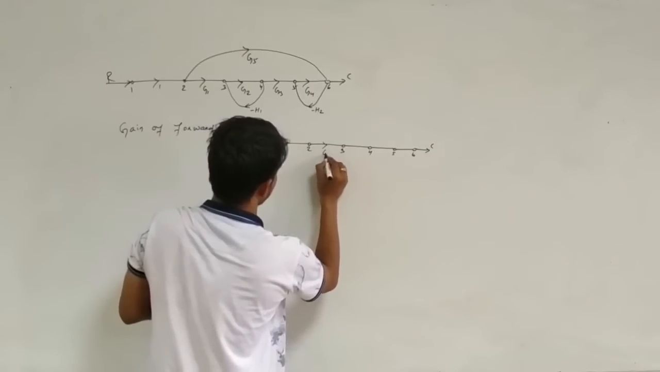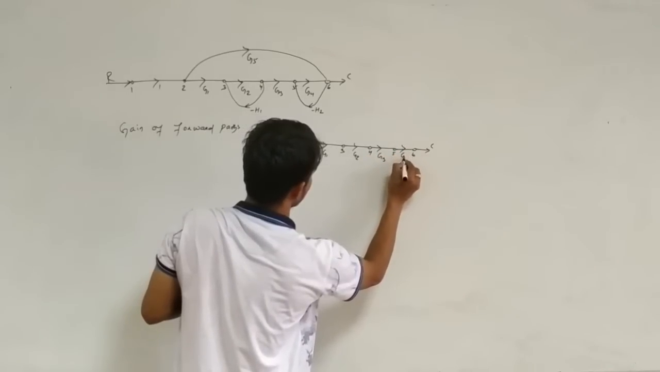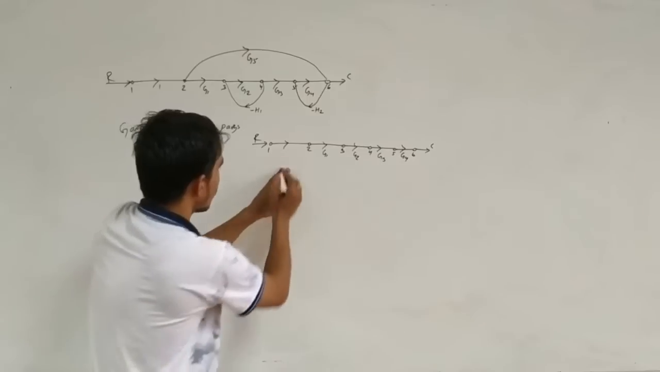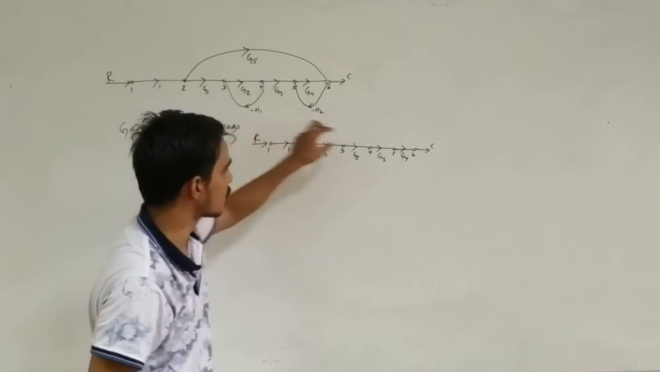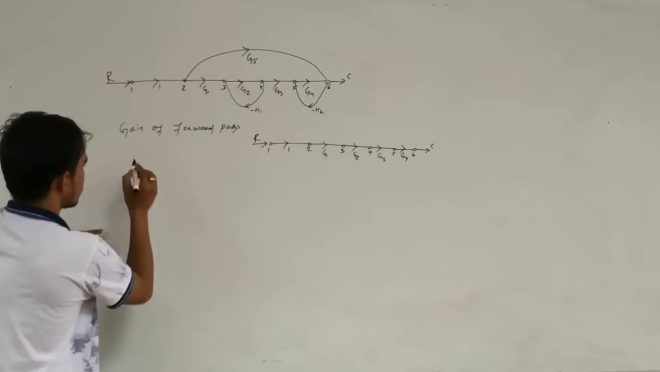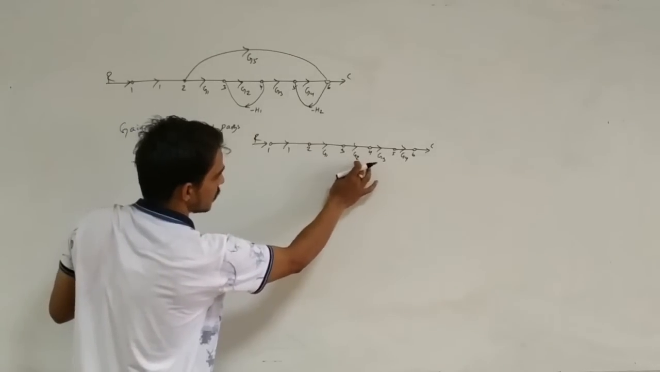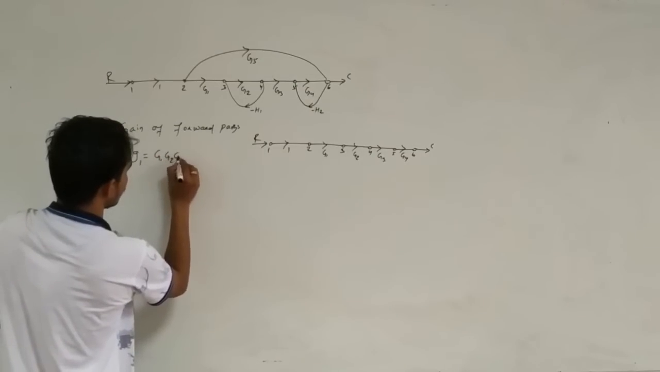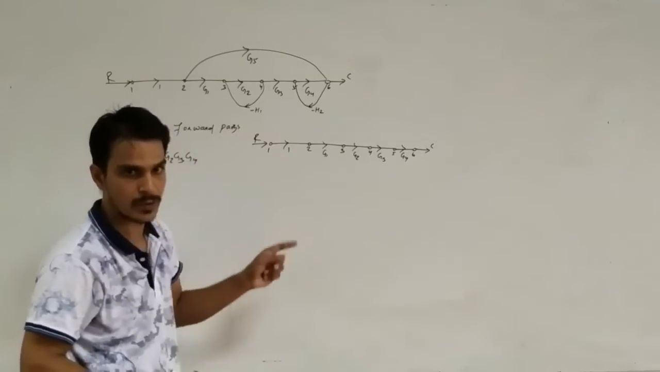Suppose this has G1, G2, G3, G4. So this can be a forward path from node 1 to node 6, a straight forward path. Suppose the first forward path gain is g1, which equals 1 into G1 into G2 into G3 into G4, that is G1 G2 G3 G4. This is the gain of the first forward path.